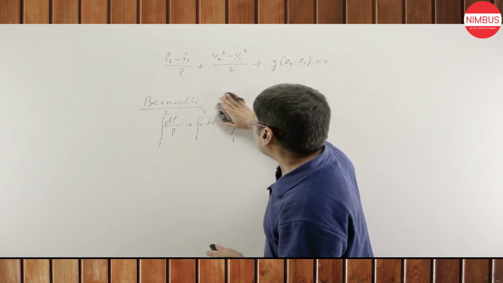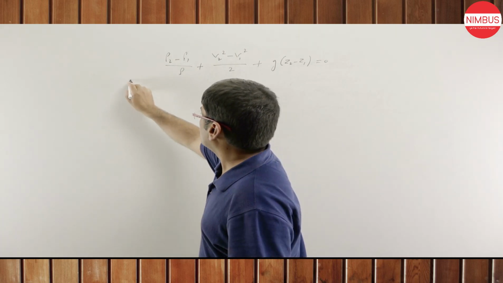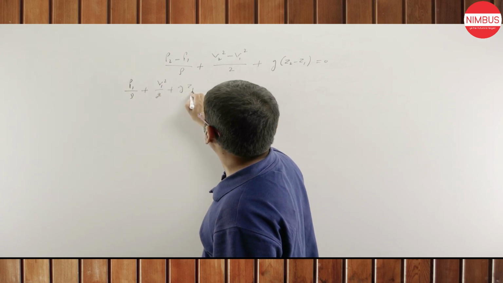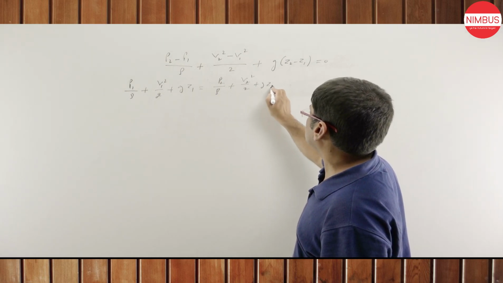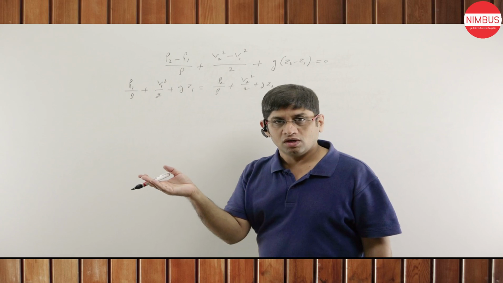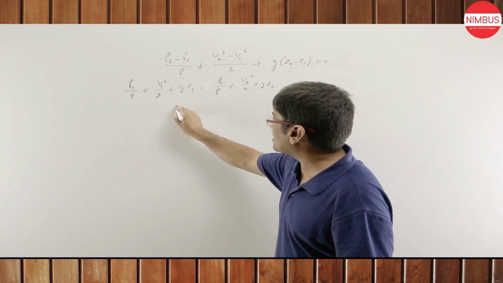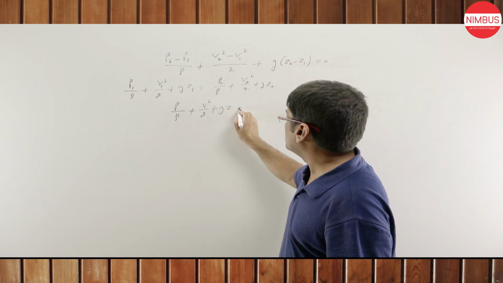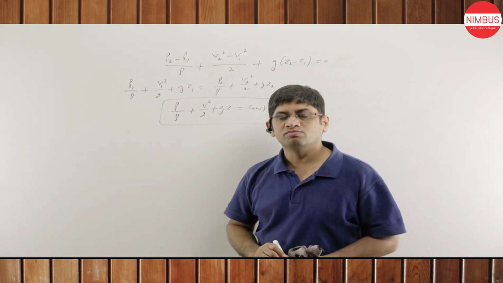Now let me write this particular equation in different ways. Let me write it this way: P1 by rho plus V1 square by 2 plus G Z1 is equal to P2 by rho plus V2 square by 2 plus G Z2. If these terms at state 1 are equal to these very terms at state 2, don't you think I can write generally that P by rho plus V square by 2 plus GZ is equal to constant? Don't you think I can write like this?